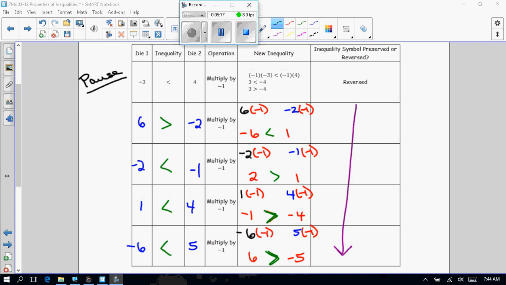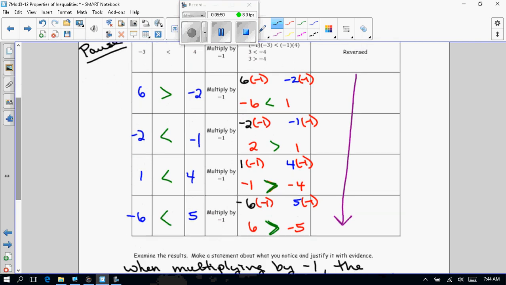All right, so I went through the whole problem again, and you'll see that my 6 is greater than -2 became -6 is less than 2. And it's reversed, right? The sign changed. -2 is less than -1 changed to 2 is greater than +1. Again, it's reversed. My 1 is less than 4 became -1 is greater than -4. The sign was reversed, changed directions. And -6 is less than 5 became +6 is greater than -5. And again, the sign is reversed, right?